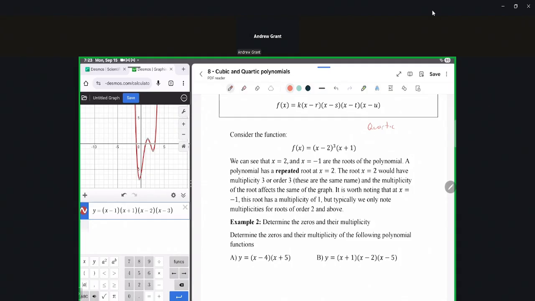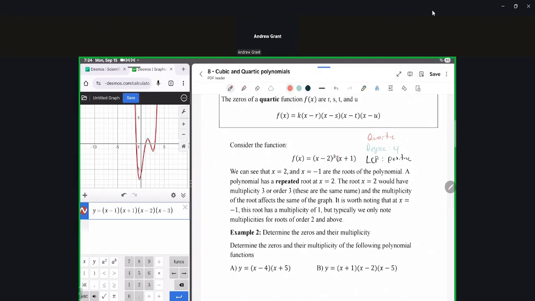The degree on this is 4, and we would say that the leading coefficient is positive. So you might be thinking, why is this a quartic? There's only 2 factors. Well, if you notice here, we have x minus 2 to the power of 3, which means this function in factored form will be x minus 2 times x minus 2 times x minus 2 times x plus 1. So we have 4 x values altogether.